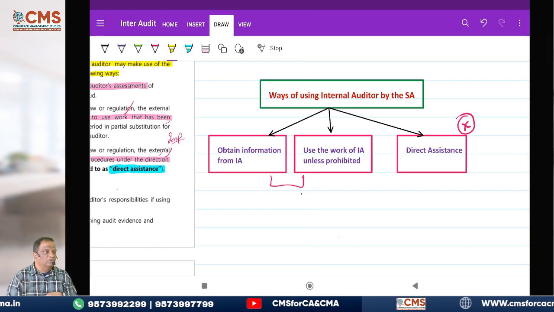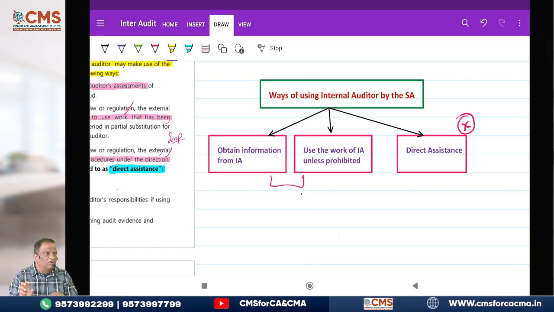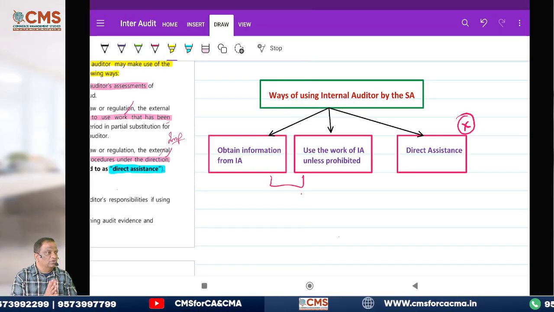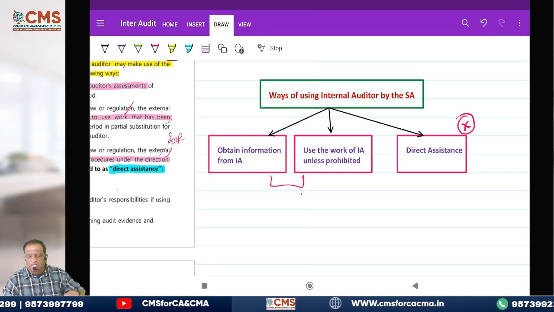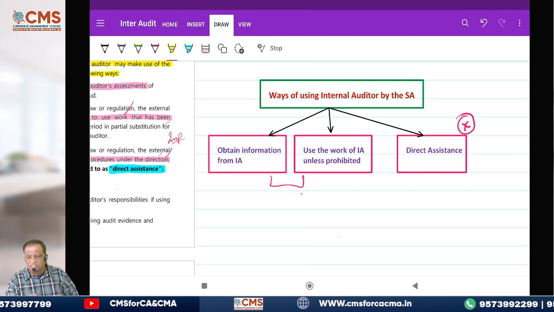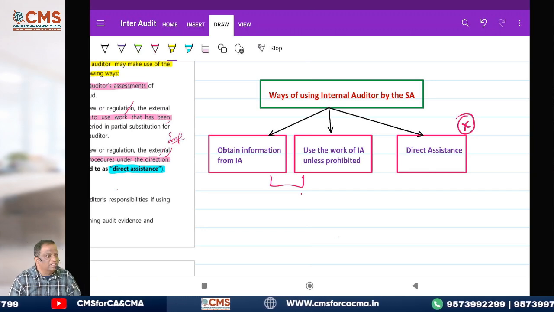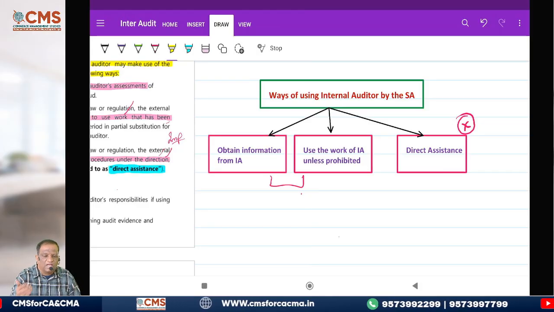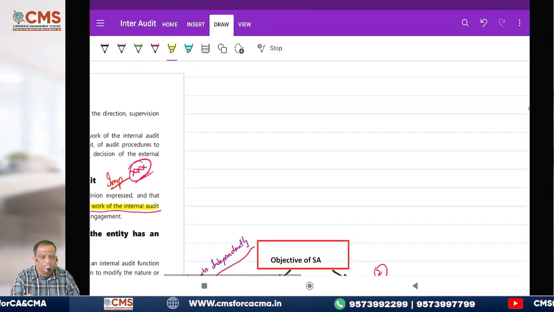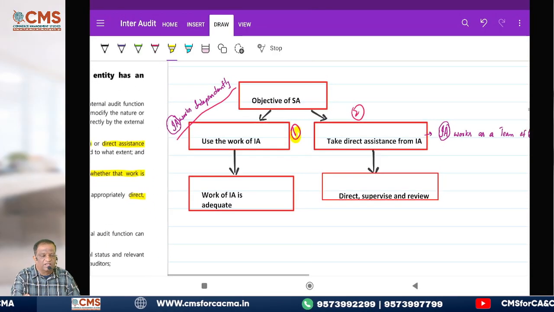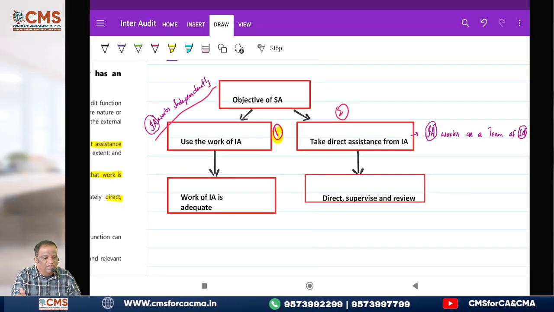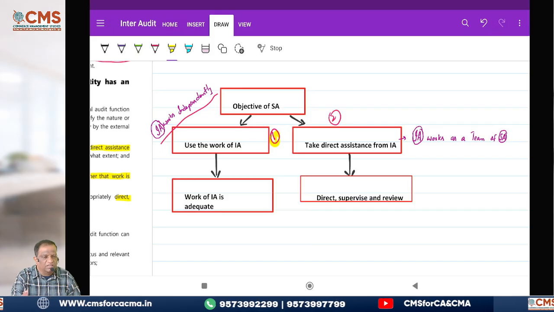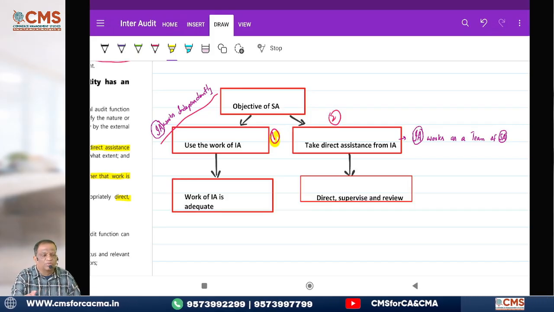Direct assistance. When we say direct assistance, the internal auditors are asked to work under the guidance and supervision of the stat auditor. In the first two scenarios, they work separately. But in the third scenario, direct assistance, the stat auditor takes the direct assistance of the internal auditor, as if he is a member of the external auditor's team. That is direct assistance. Then moving further, I am touching only the charts which are important for you, considering the time available. What are the objectives of the stat auditor?